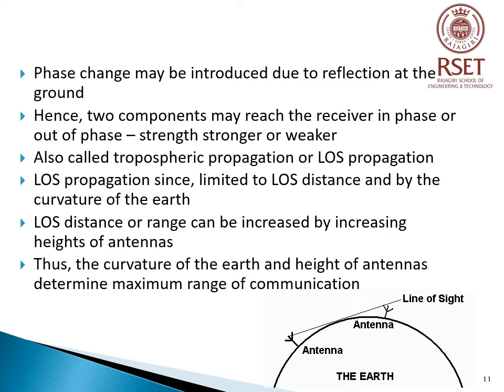And this mode of propagation is also called tropospheric or line of sight propagation, since this mode is limited to the line of sight distance and also limited by the curvature of Earth. The line of sight distance, that is range of communication, can also be increased by increasing the height of transmitter and receiver antennas, and thus we can conclude that, as seen from the figure, the curvature of Earth as well as the height of the transmitter and receiver antennas determines maximum range of communication.